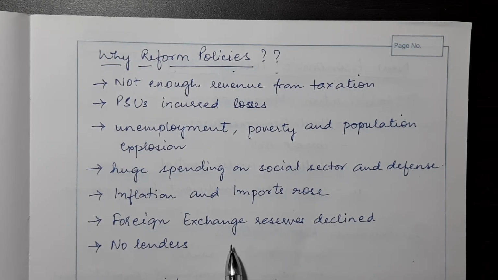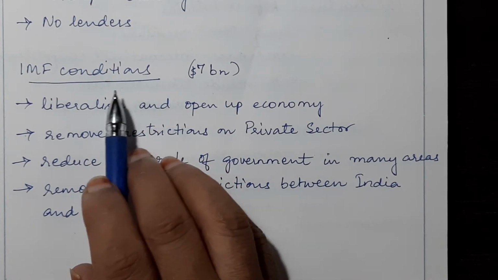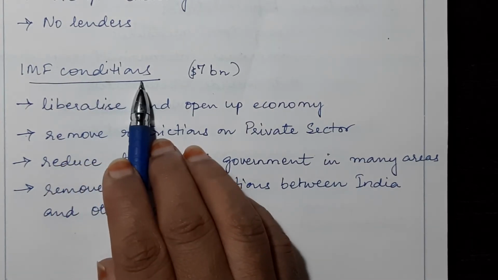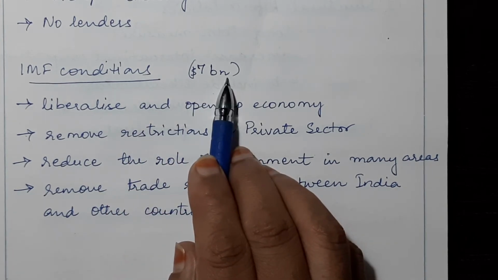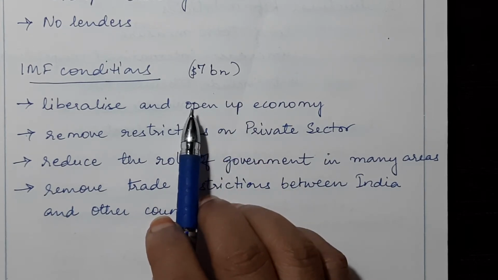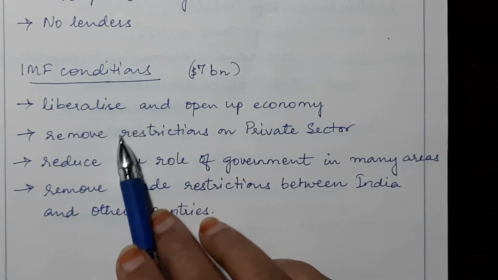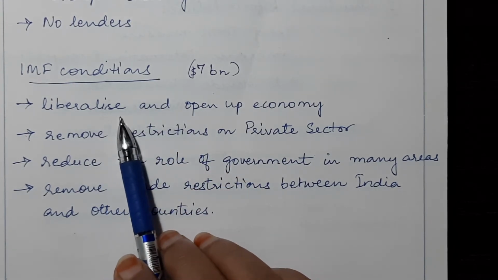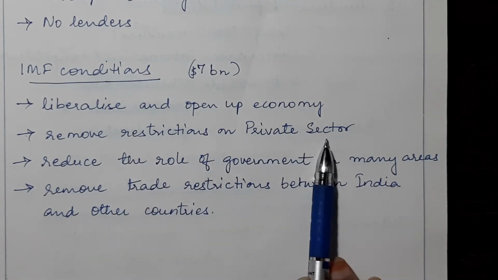Nobody was willing to lend us any money. So what did we do? We approached the World Bank and the International Monetary Fund for help. But then the International Monetary Fund laid certain conditions. It did offer a help of $7 billion as loan to manage this crisis. But it laid down certain conditions. What were these conditions? These were that India would liberalize and open up its economy. It would remove the restrictions on the private sector.